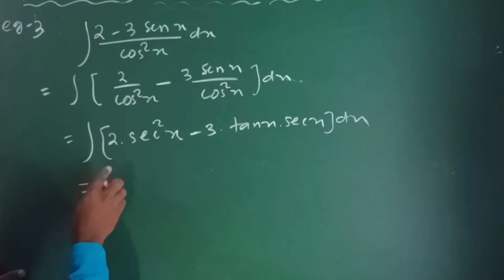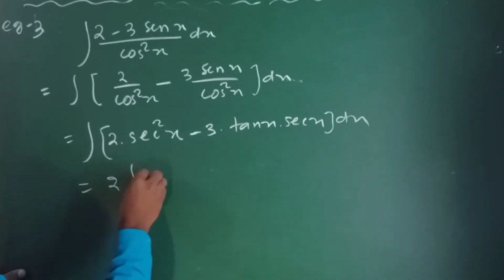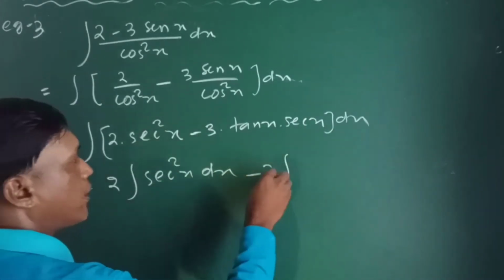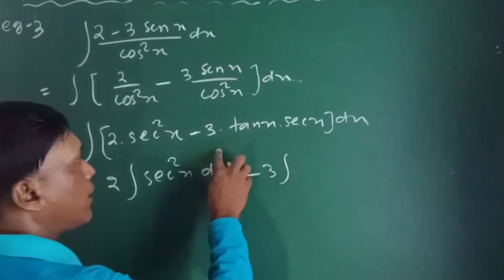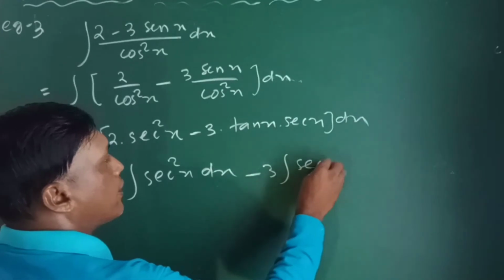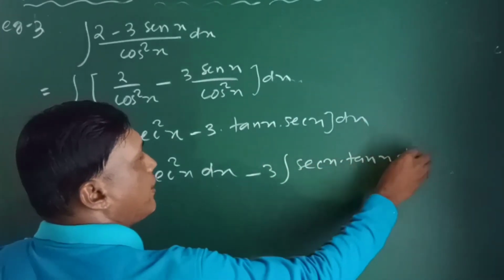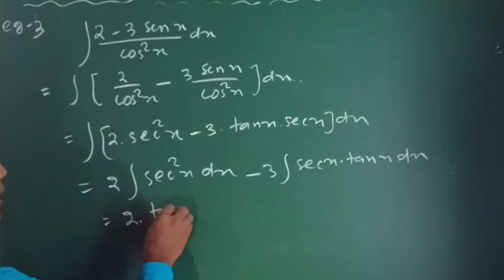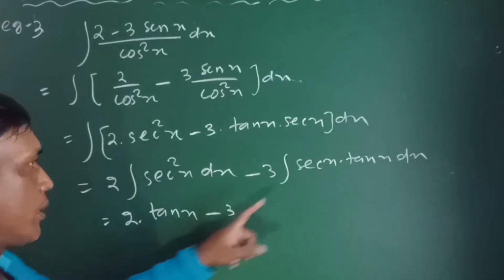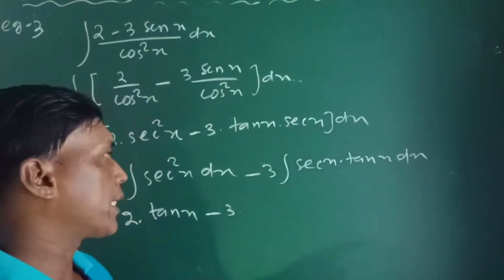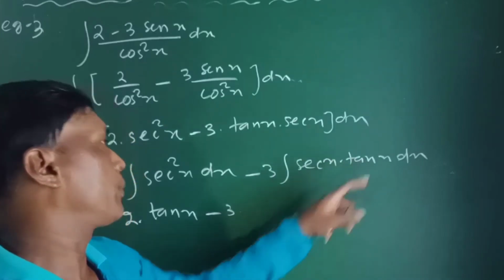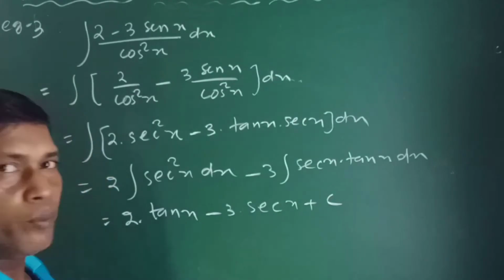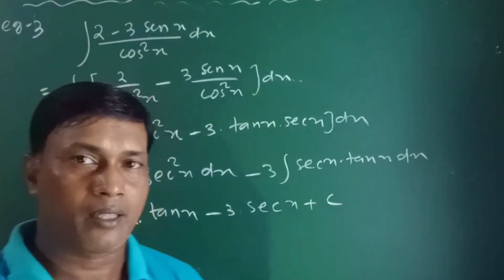So now we find 2 is constant here, 2 into integration of sec square x with respect to x minus 3, which is constant here, goes outside of the integration, 3 into integration of sec x into tan x dx. So this is 2 into integration of sec square x, we have the formula, is tan x, minus 3 into sec x into tan x. You know the derivative of sec x is sec x into tan x, so integration of sec x into tan x is sec x. This is 3 into sec x plus c. Overall you have to add a constant at the end of integration.